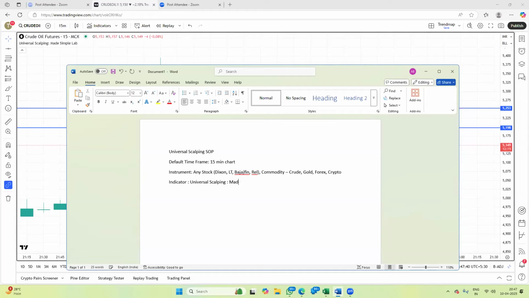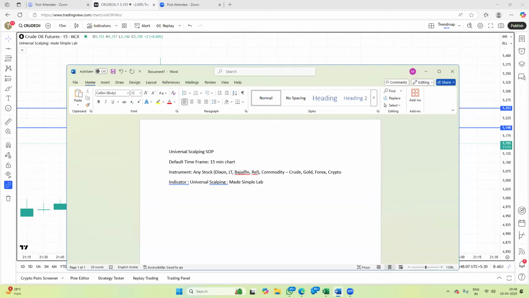Made Simple Lab. A little branding has been changed in our company. You are already aware: our new branding is Made Simple Lab, and the indicator name has changed accordingly. This is the first indicator of this lab. This indicator was in progress for several months, but we launched it now. That's the primary thing.